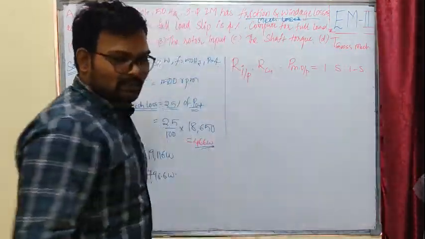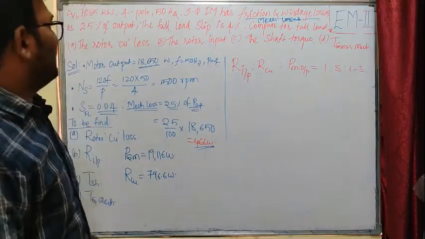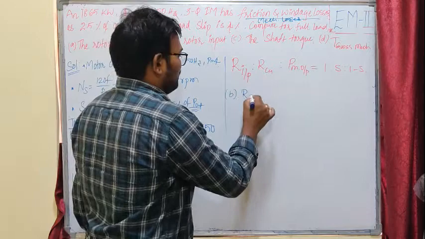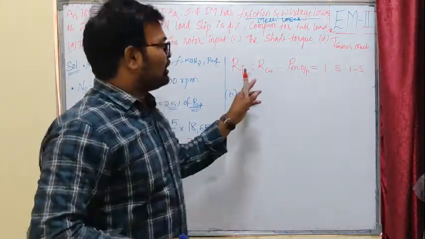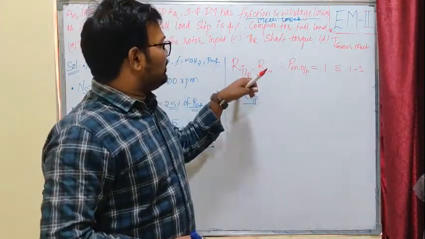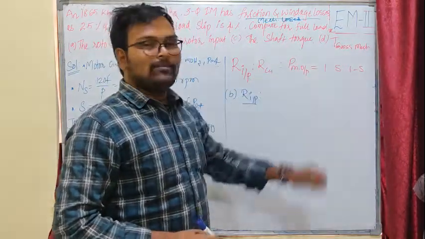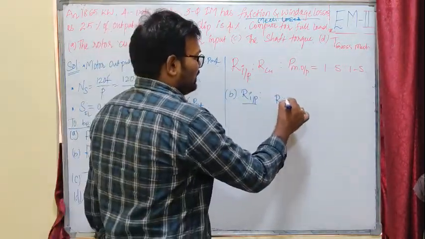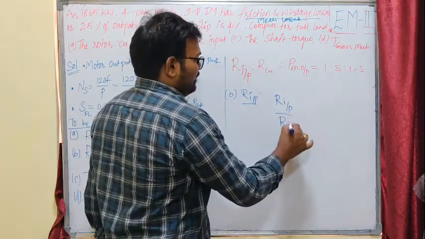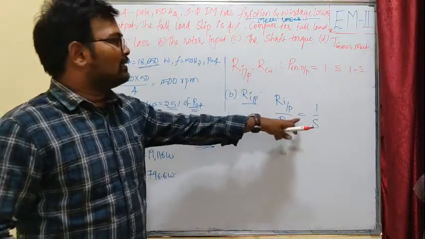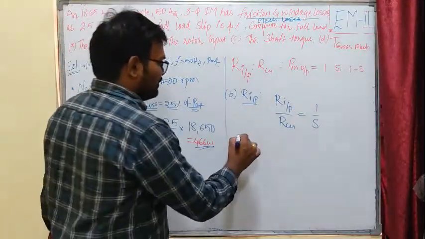Now I am going to calculate the rotor input. How can we find the rotor input using this expression? I have the rotor copper loss and I have the slip. If I make the ratio like this, rotor input by rotor copper loss equal to 1 by S, I can find the rotor input easily.